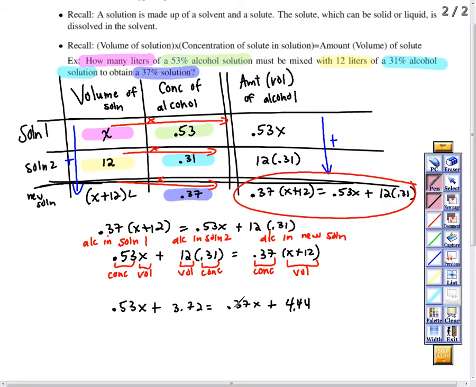I want all the x's together, so I'm going to move all the x's this way. I have 0.53x and 0.37x. I subtract 0.53 minus 0.37 and get 0.16x plus 3.72 equals 4.44. Now I do 4.44 minus 3.72 and get 0.16x equals 0.72. Now I divide both sides by 0.16, which is 4.5. And what will my units be? Remember, x was a volume, so the units are liters. There we go.